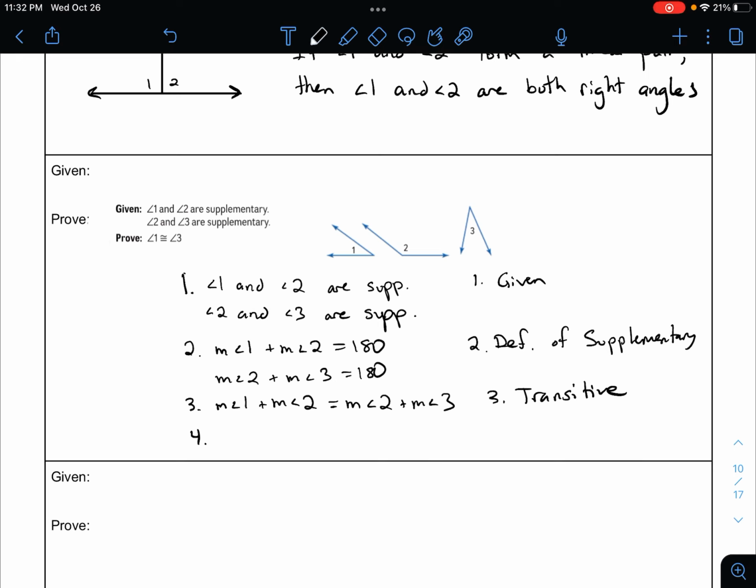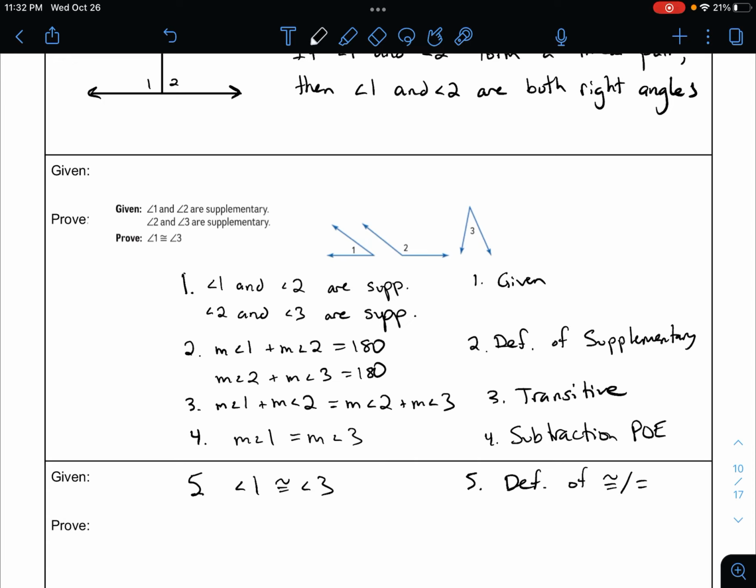All right, and now if I'm looking at this, well, I see that they both have a measure of angle 2 on both sides, so I could probably just subtract that on both sides. So now I'm going to say the measure of angle 1 equals the measure of angle 3. That was just subtracting. All right, and then the last step, I'm pretty close. I'm just going to say that angle 1 is congruent to angle 3, and that's just the definition of congruence. All right, and we did it. All right, that's the last one.